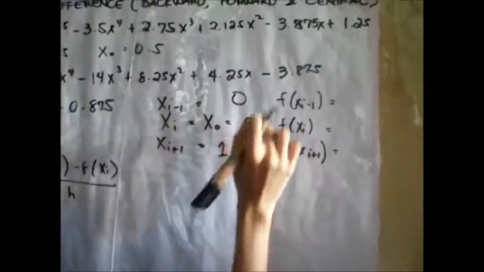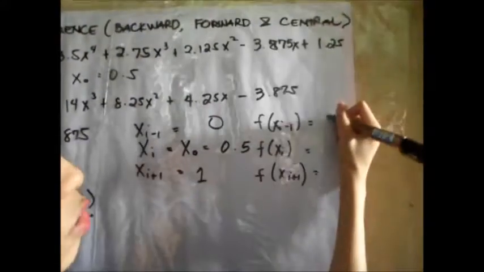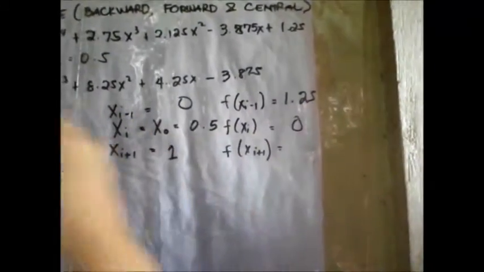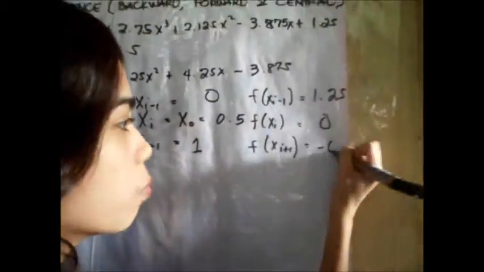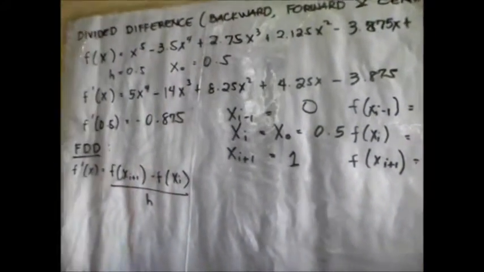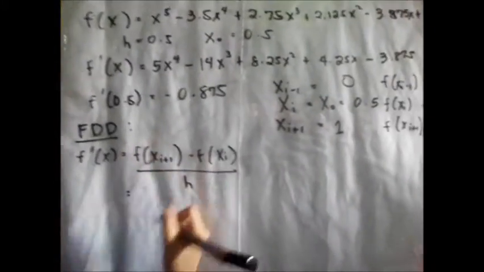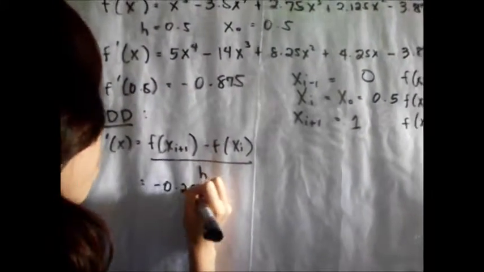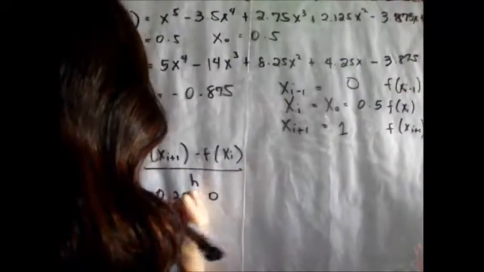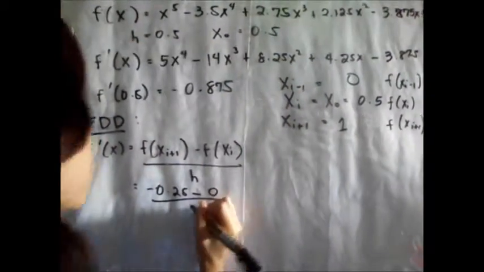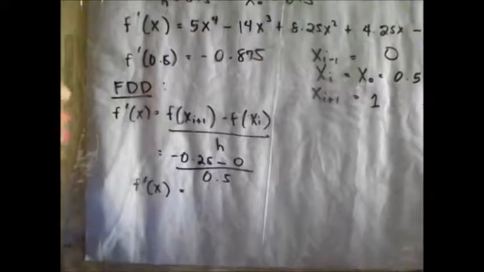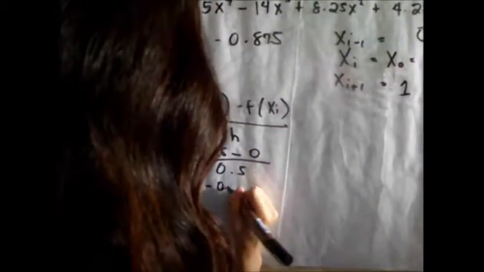Substituting these values into this equation, we arrive at the value of 1.25. Then for this one, we have 0. Then for the f of x sub i plus 1, we have negative 0.25. So, we have all the values that we need for this equation. For the f of x sub i plus 1, we have negative 0.25 minus the f of x sub i, which is 0. Again, the step size is 0.5. So the f prime of x that we have for the forward divided difference is negative 0.5.